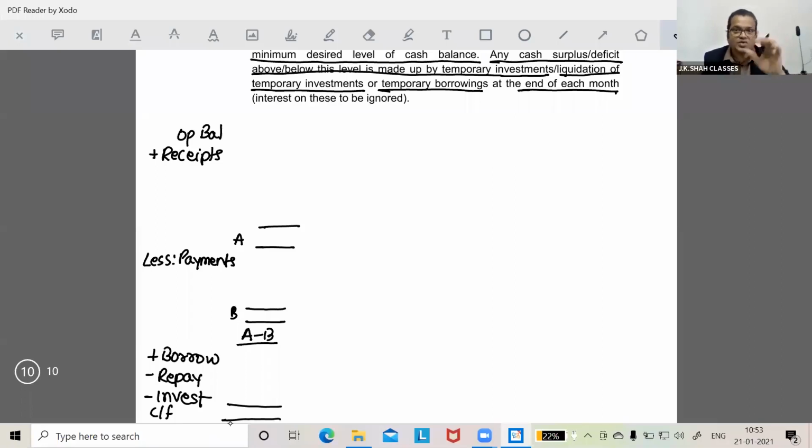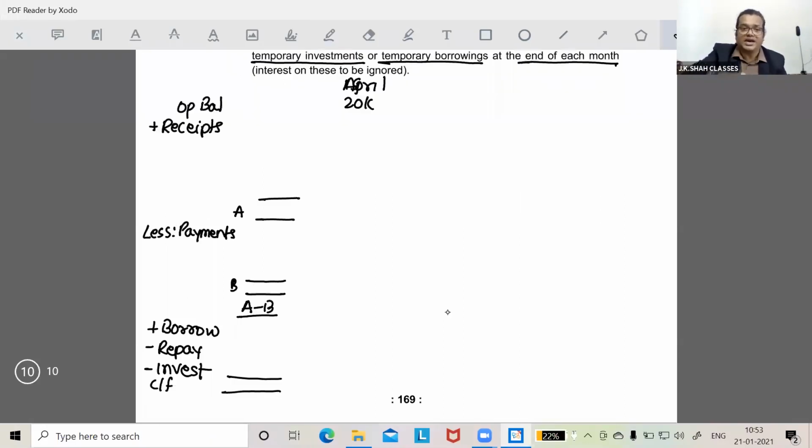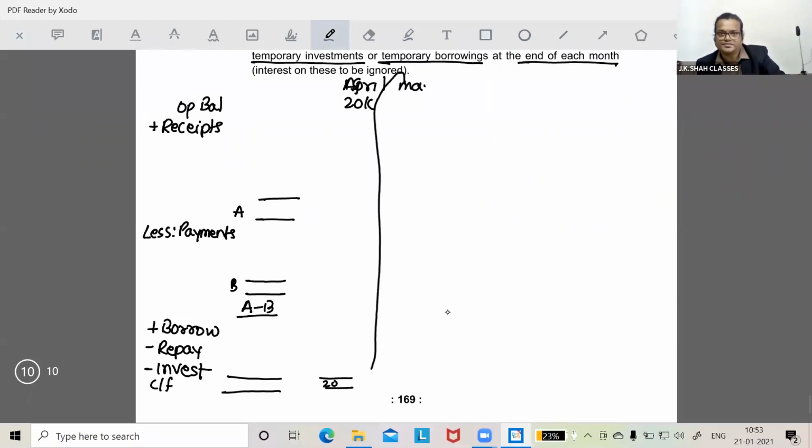Now, see what is told. Read that point 7. The firm had a cash balance of 20,000 on 1st April 2017, which is minimum desired level of cash balance. Means in the opening balance itself on April is 20K. Got it? And that is a minimum desired balance. So you know what should happen? At the end of this month also, you should have a balance of 20 to transfer further. This 20 has to go in month of May.